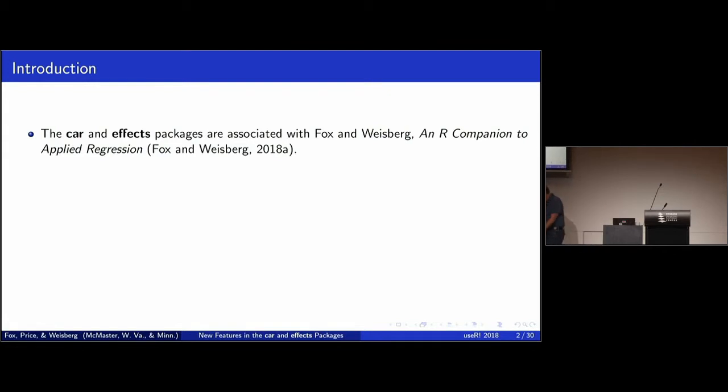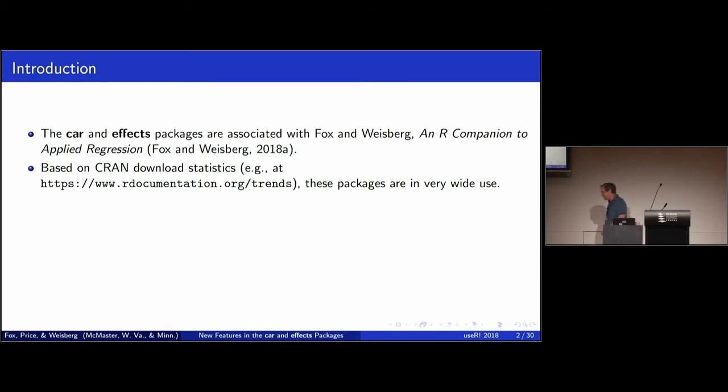The packages are associated with the book that is written by Sandy Weisberg and me, called An R Companion to Applied Regression. That book is about to go into a third edition. It should be out approximately in October, and that provides us with an occasion to update and improve the package, which hasn't had a major overhaul since the previous edition of this book, which was in 2011. So we have new versions of both of these packages.